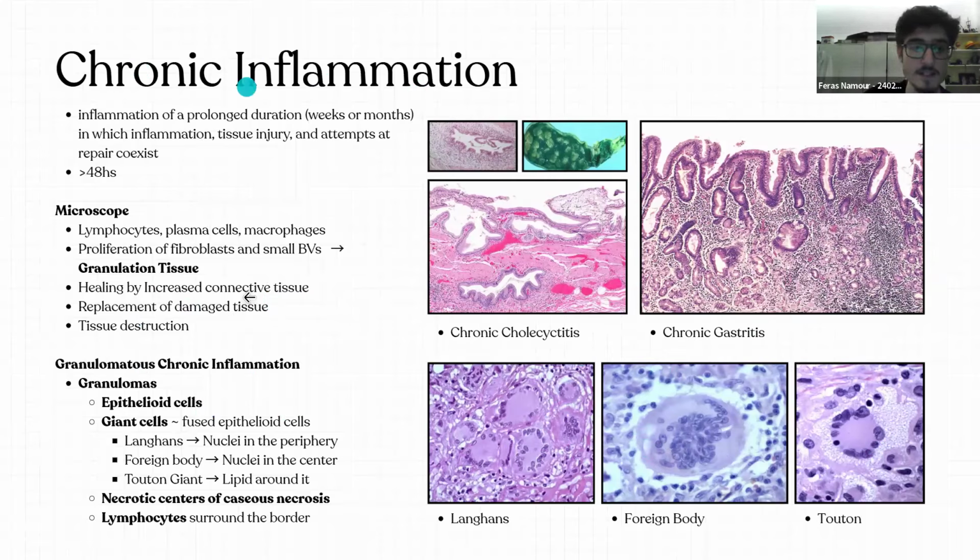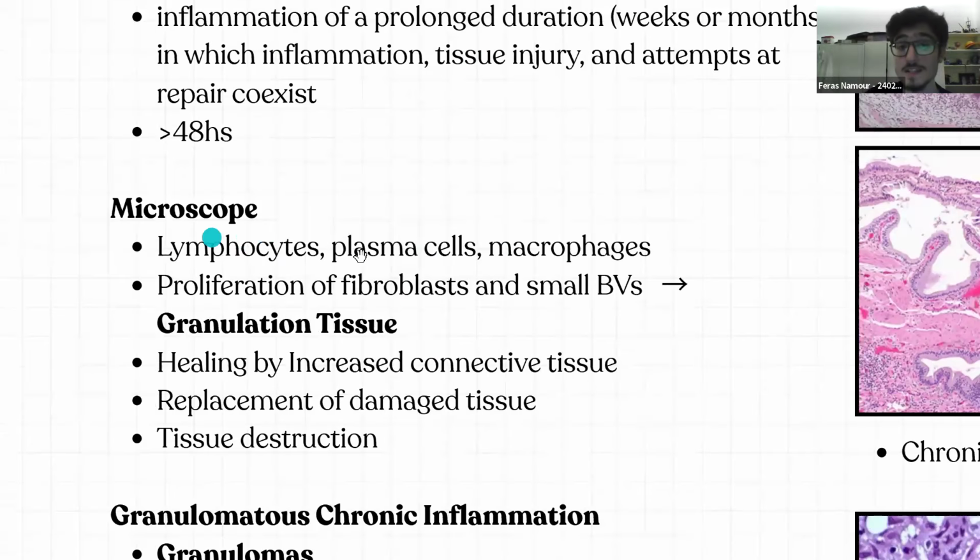But before that, this is what you're going to see normally in chronic inflammation. You're going to see these kinds of inflammatory cells. You're not going to see macrophages or neutrophils.